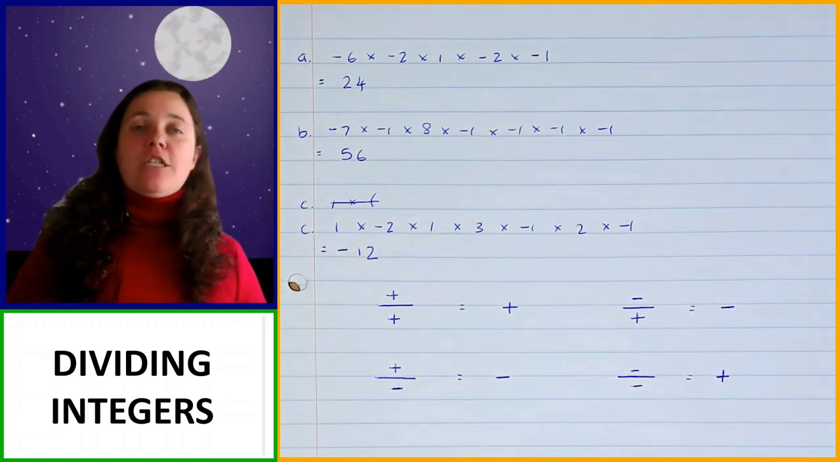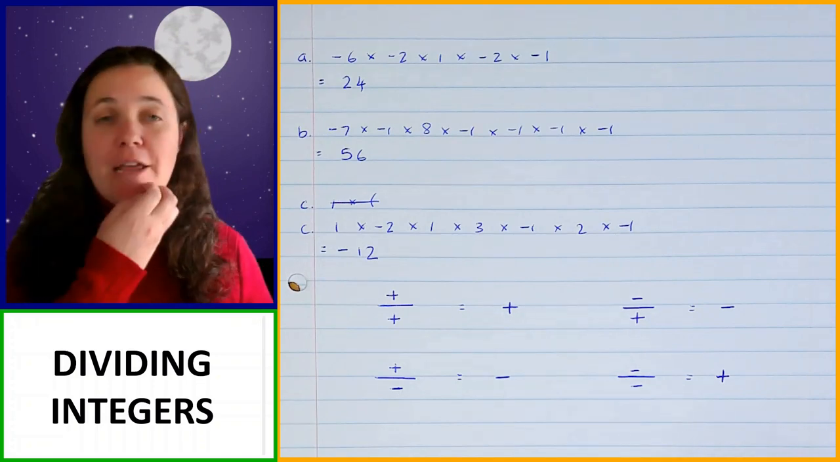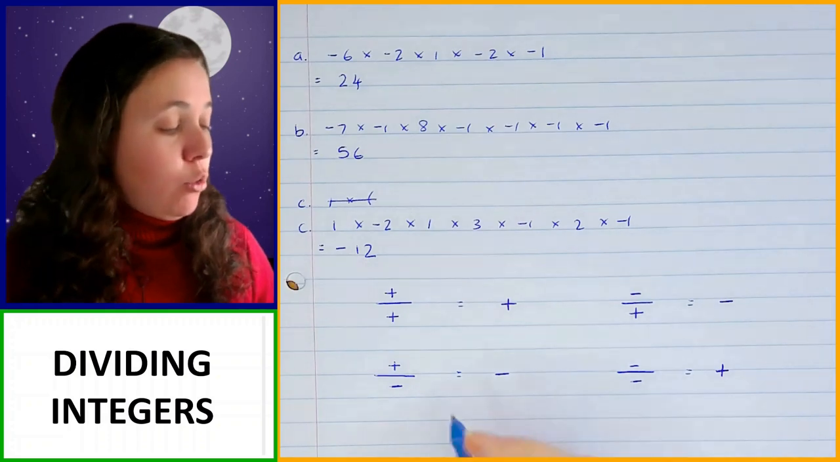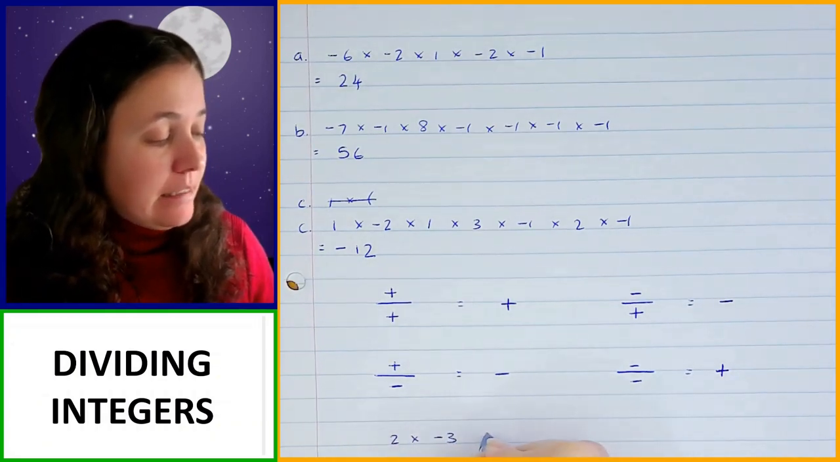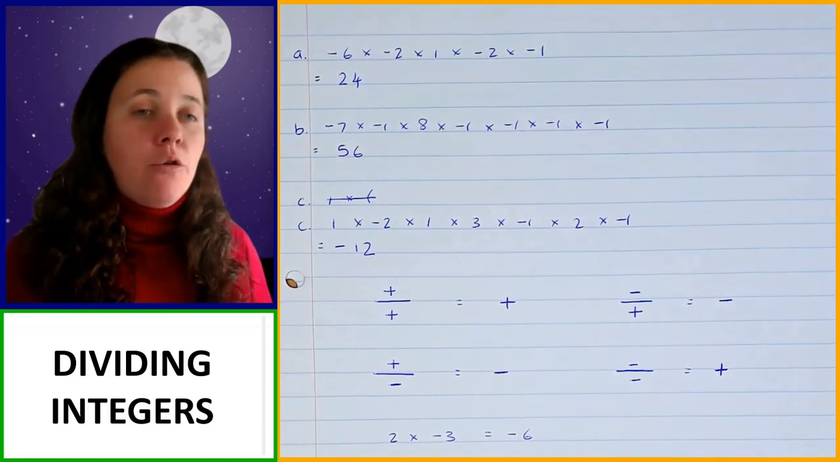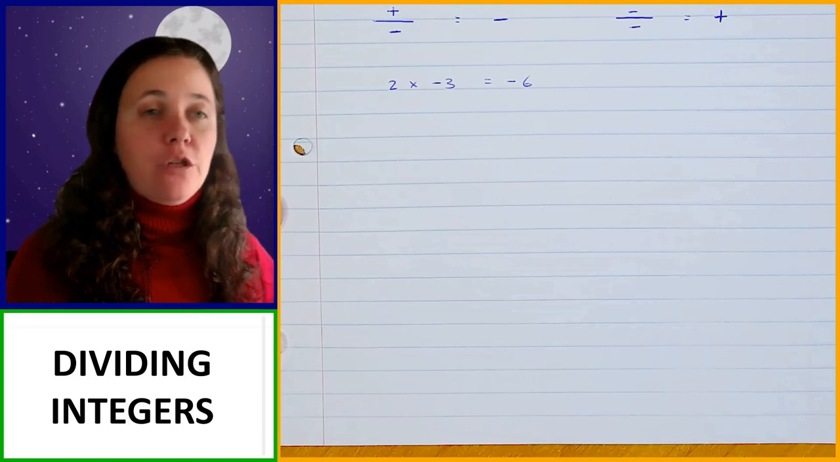So for multiplication and division, remember multiplication and division actually work together. So if I give you an example like this, we know now that 2 times negative 3 is equal to negative 6. Remember that division is the inverse operation for multiplication.